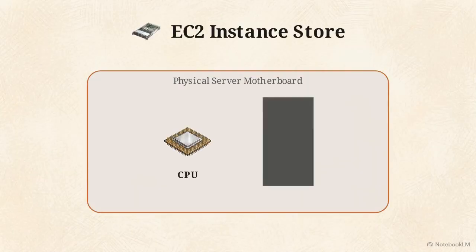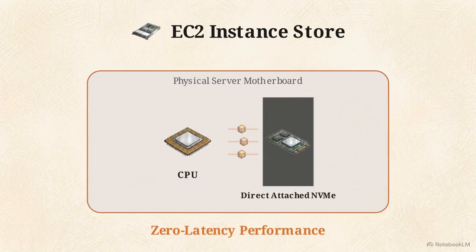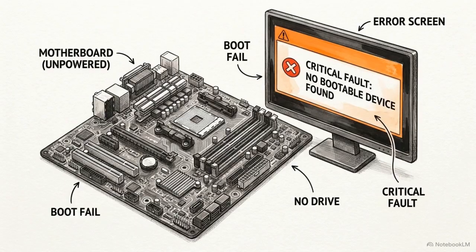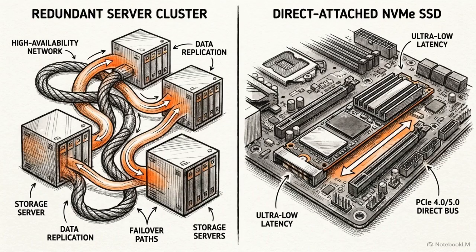When workloads demand absolute zero latency performance, architects most utilize the EC2 instance store. These are NVMe SSDs slotted directly onto the motherboard, delivering massive IOPS. But because the storage is local, the data is lost if the instance stops or the host hardware fails. Storage architecture is a deliberate compromise between the safety of network replication and the raw throughput of physical attachment.